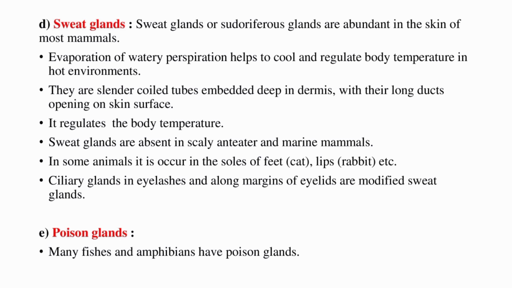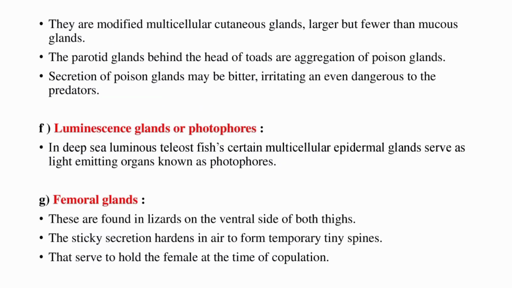Sweat glands are absent in scaly anteater and marine mammals. In some animals, they occur in the soles of feet, lips, etc. Ciliary glands along margins of eyelids and eyelashes are modified sweat glands. Next, poison glands. Many fishes and amphibians have poison glands.